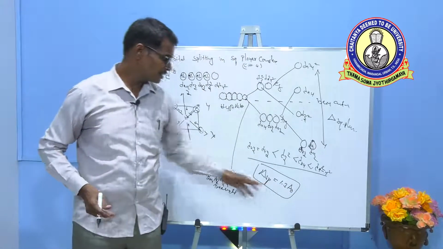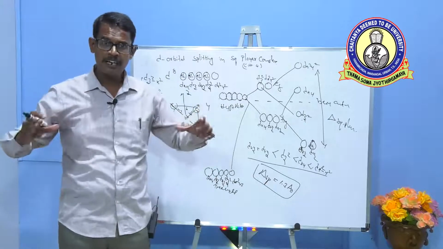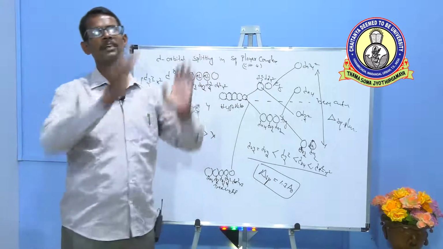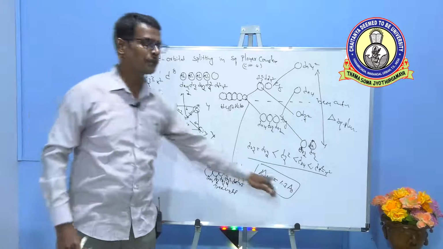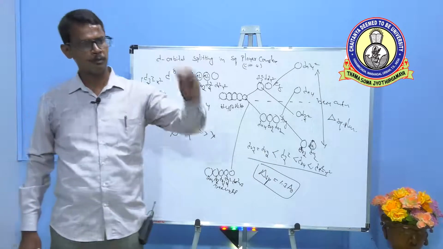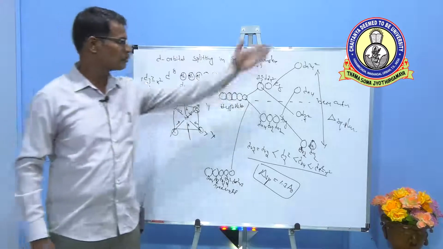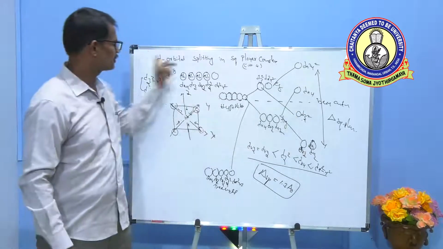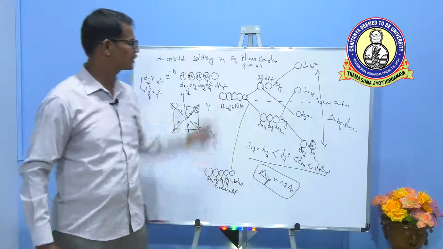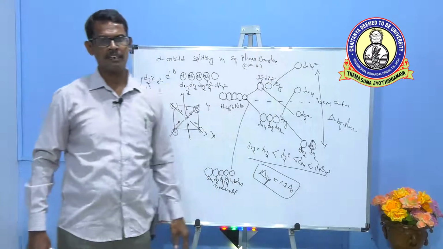Why? Because the square planar complex donor atoms are moved towards the central metal ion more closely compared to the octahedral. So more closely, more repulsions, more energy changes, more energy increases. And this is about d orbital splitting in a square planar complex.